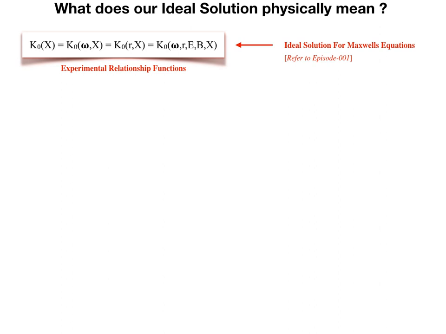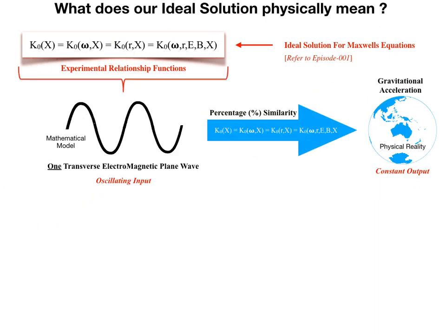What does our ideal solution, in the context of Maxwell's equations, physically mean? Here we see the unification of experimental relationship functions, from episode 1. This unification applies specifically to transverse electromagnetic plane waves. Experimental relationship functions describe the similarity between the mathematical model and physical reality. If gravitational acceleration were an oscillating phenomena, the similarity to our experimental relationship functions would be 100%. Hence, they would all take the value of unity.